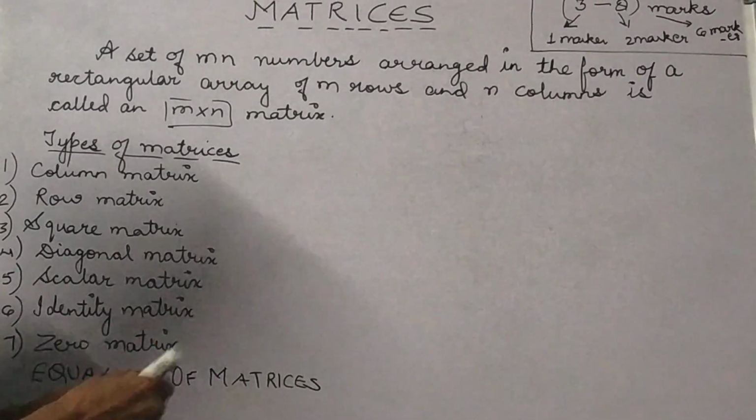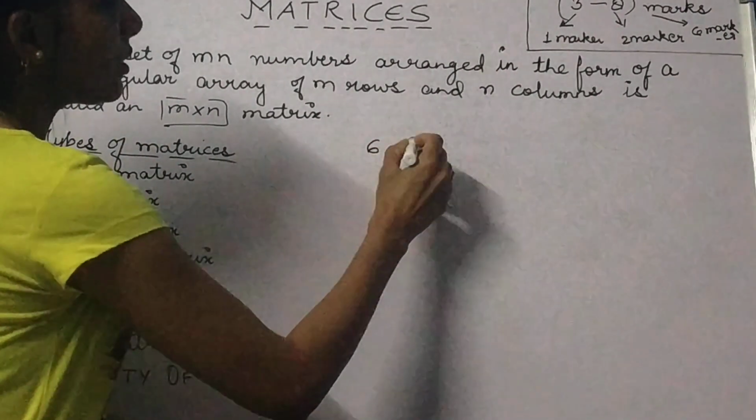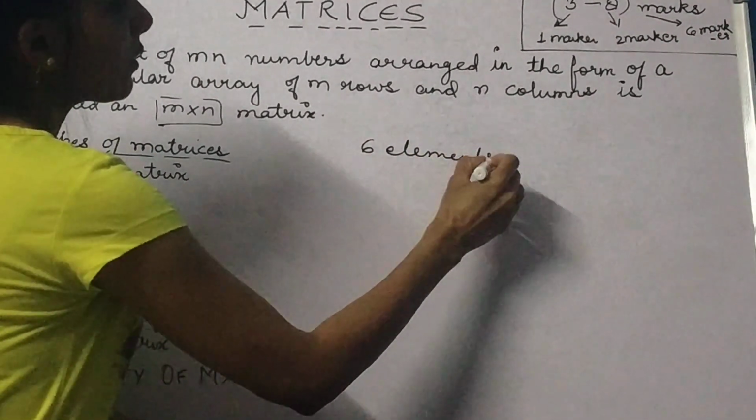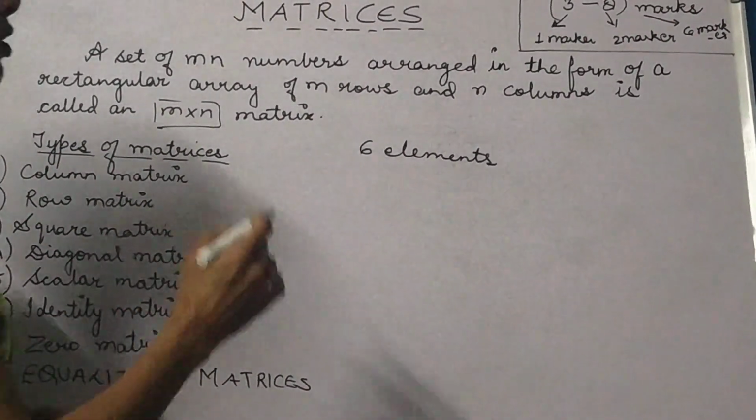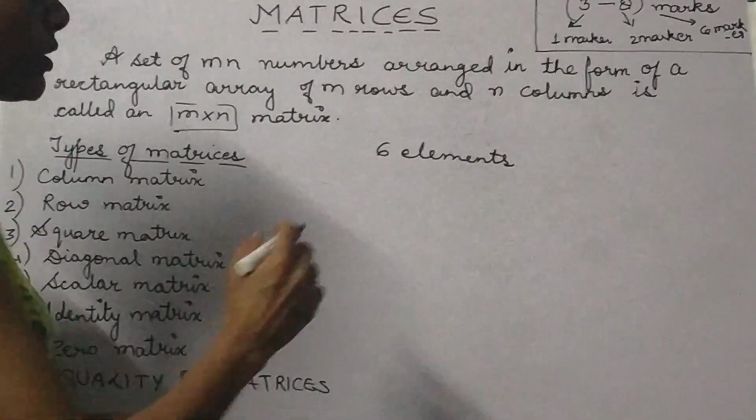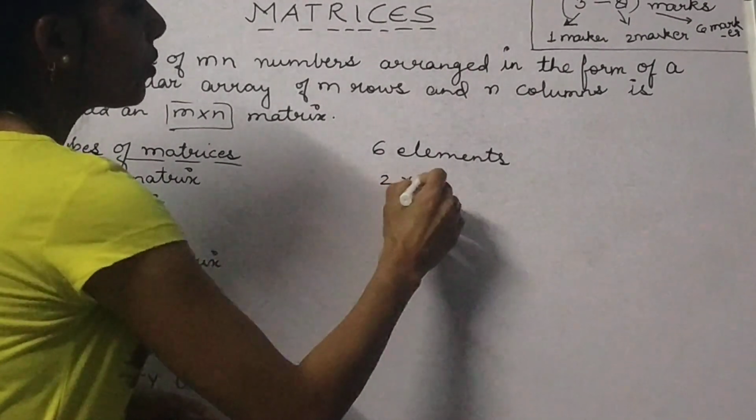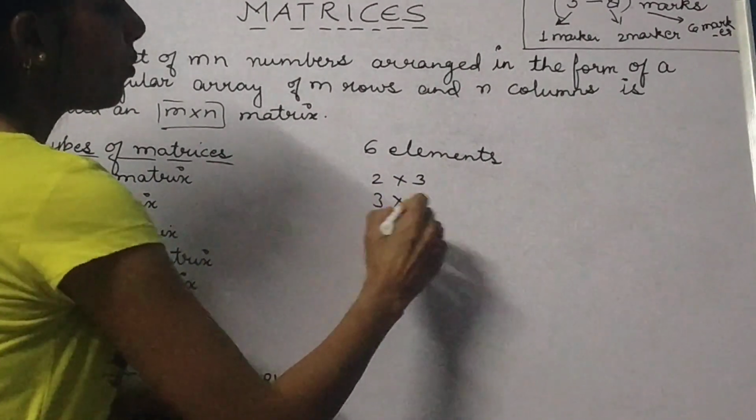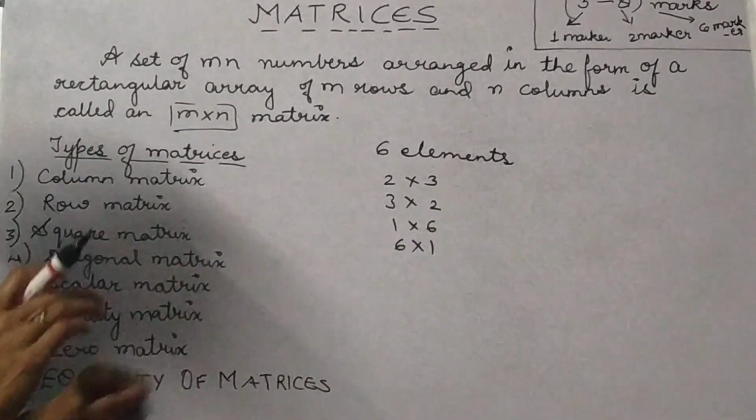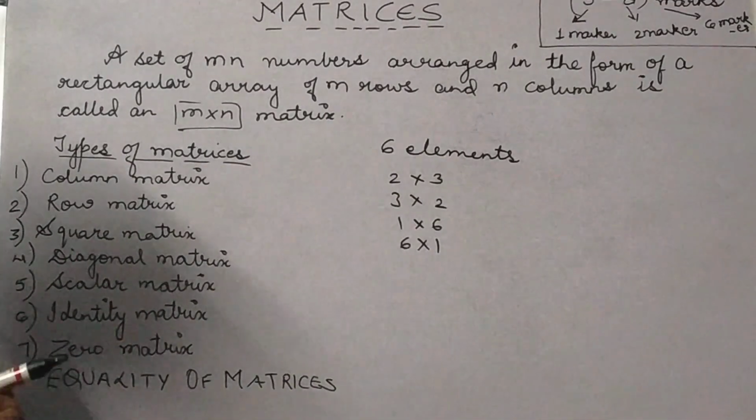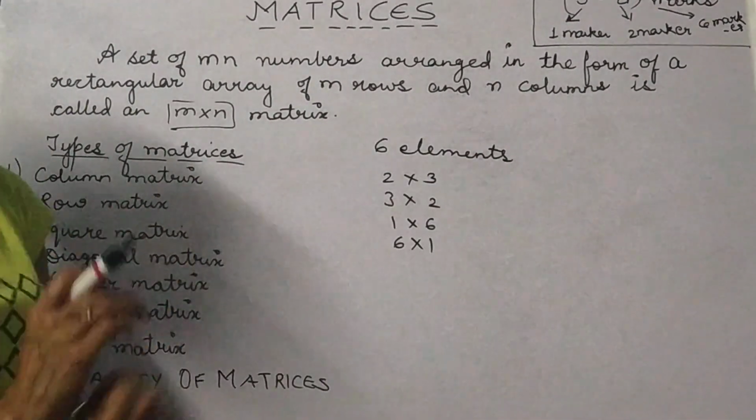For example, if we have 6 elements, then we can form matrices of the following orders, that is 2 into 3, 3 into 2, 1 into 6, 6 into 1. These are all the possible orders of the matrix containing 6 elements.